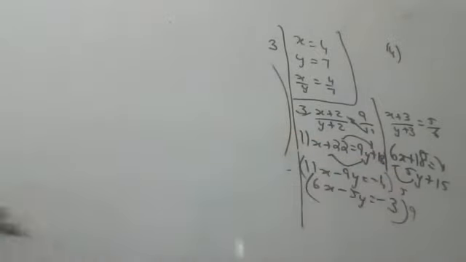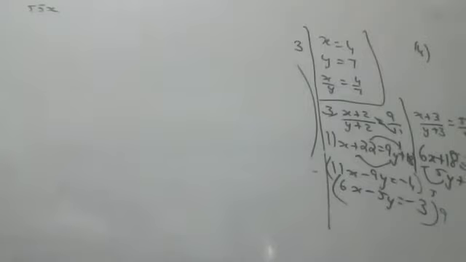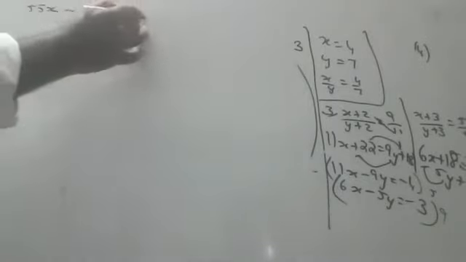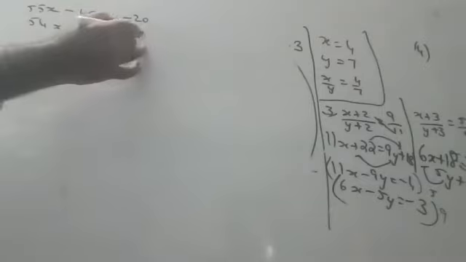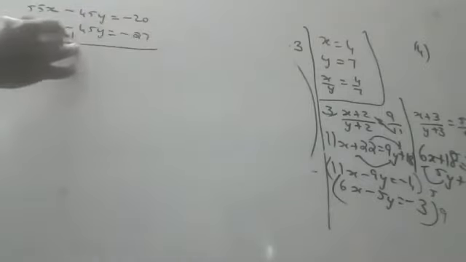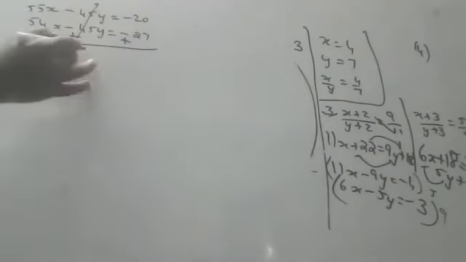Okay, children. So 5 11s are 55x minus 45y is equal to minus 20. And 9 6s are 54x minus 45y is equal to minus 27. Please check, children. Minus plus plus. This is gone, children. X is equal to 27 minus 27.